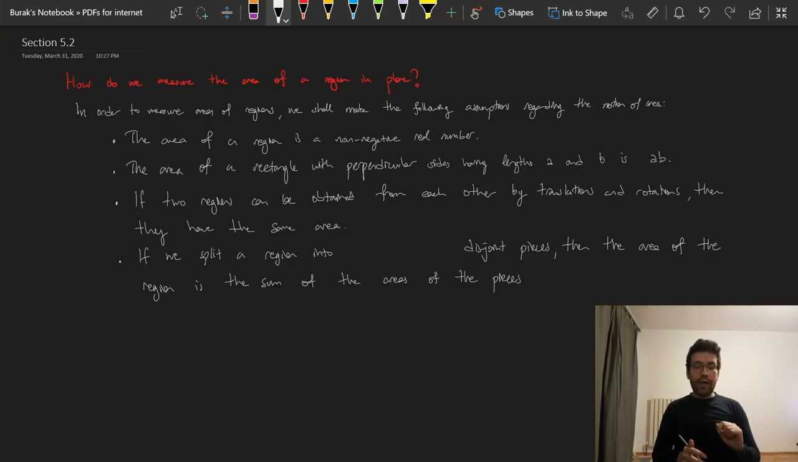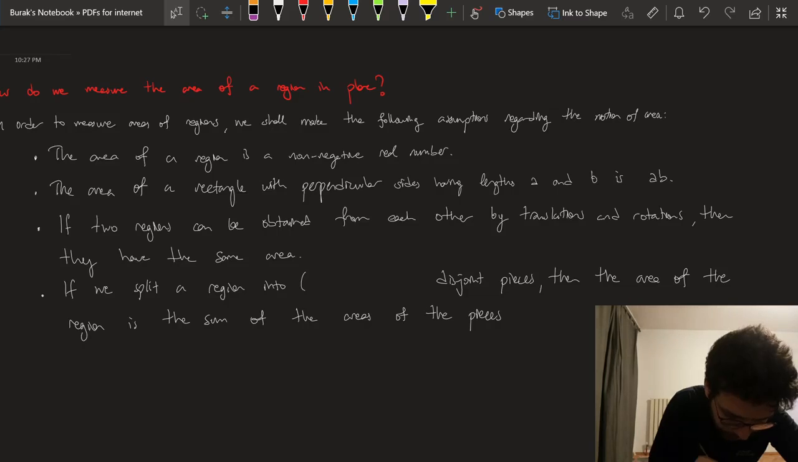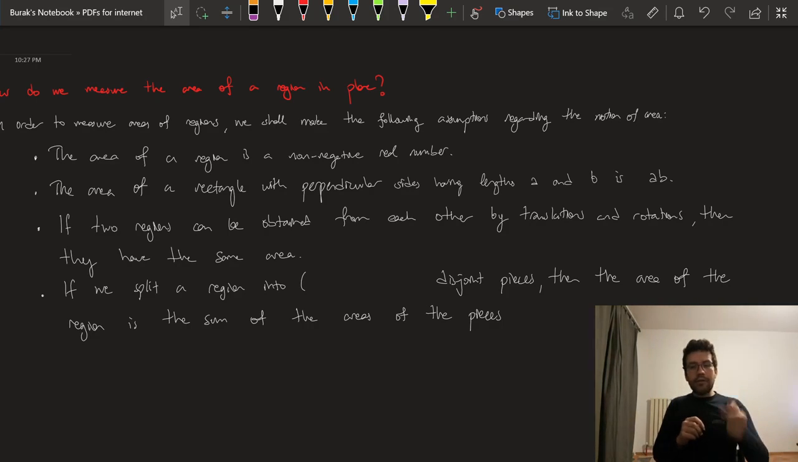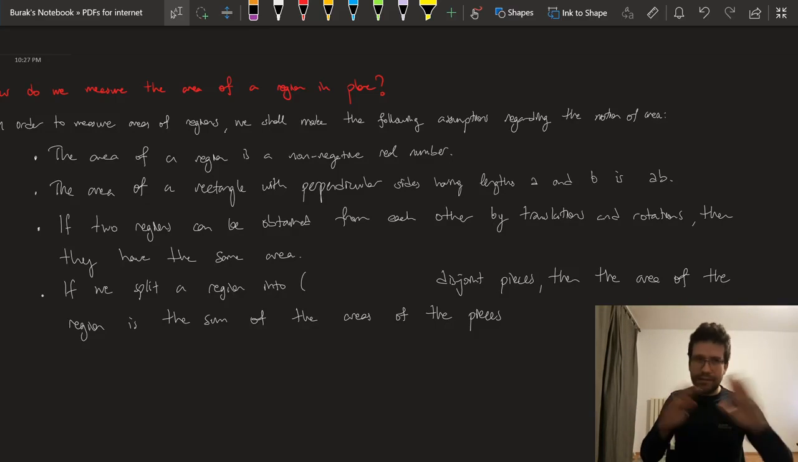When you add the areas of these pieces together, you're supposed to get the area of the whole region, okay? And over here, I'm not necessarily assuming that you split your region into finitely many pieces. I'm also allowing you to split this region into infinitely many pieces, provided that you can name each piece by a natural number, okay? The technical term for that is having countably many pieces, but let's not talk about that because that's beyond the scope of this course.